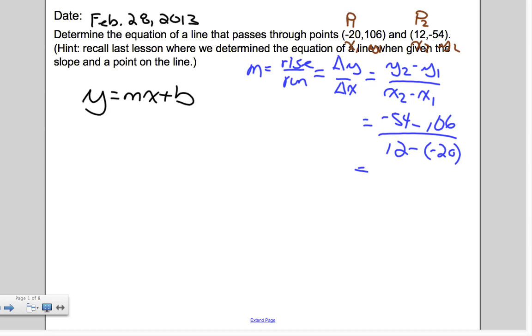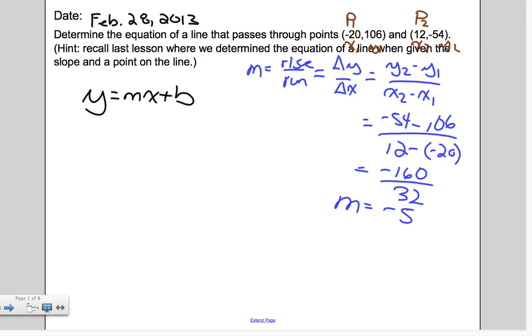So what am I left with here? Well, negative 160 all over 32. So what's my slope? Negative 5. Did it work out nicely? Yes. What a fluke. Okay, so our slope was negative 5.